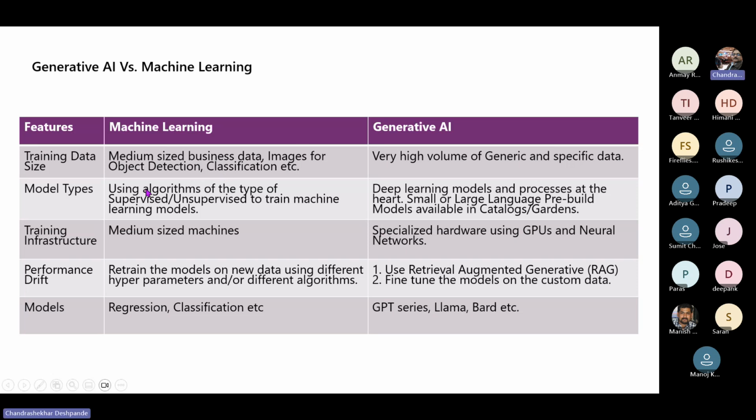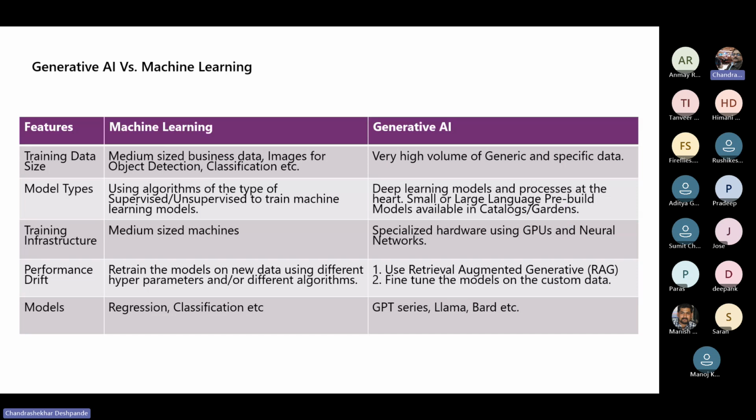Model types. Using algorithms of the supervised and unsupervised type, we know in machine learning, supervised and unsupervised algorithms are there. For generative AI, deep learning models and processes are at the heart. Small or large language pre-built models are available in catalogs and gardens.